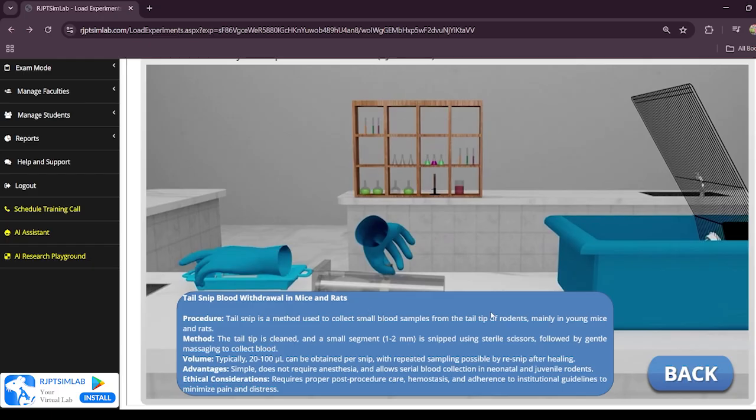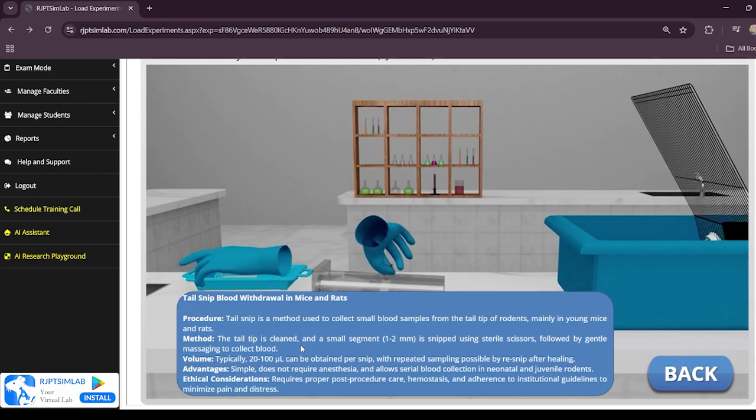First of all, we have to clean the tip of the tail, and then we have to make a small segment of about 1 to 2 millimeter, which is snipped with the help of a sterile scissors. And then we have to gently massage to collect the blood.